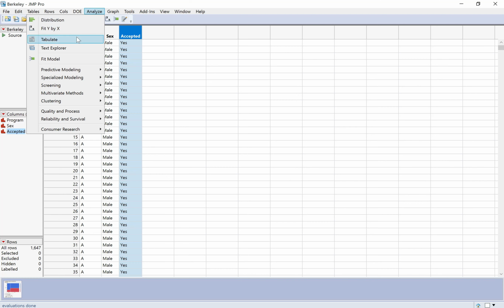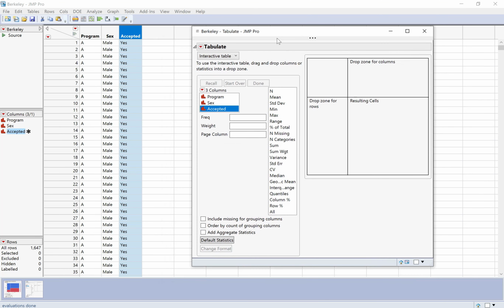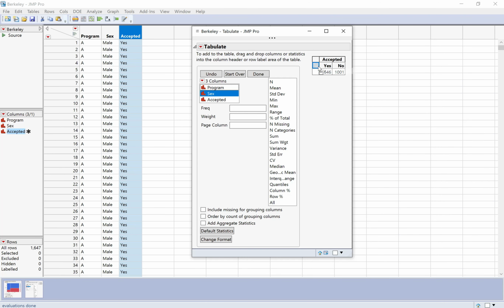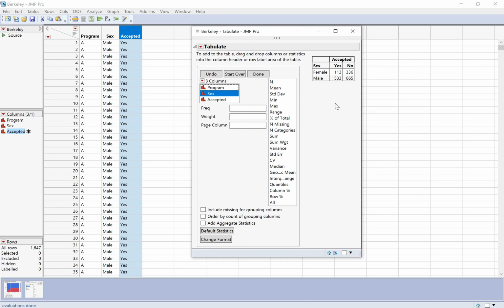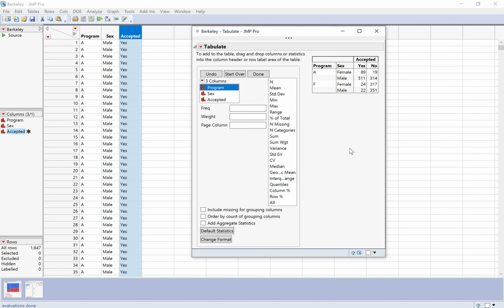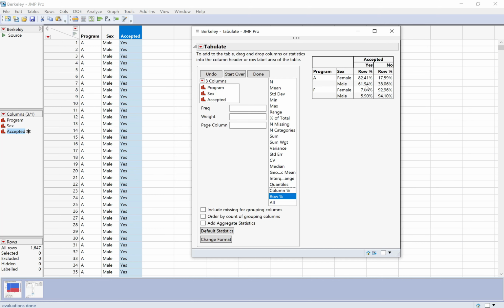So I'm going to do analyze tabulate, and I'm going to start off just by kind of recreating the graph I had with fit y by x. So I'm going to put my response variable accepted up here in the drop zone for columns, and then I've got sex in the rows. So far this looks basically like what I had with fit y by x, but now I want to break it down further by program. So I'm going to take program right here and drag it over on the left side. And now it's sort of like I have two separate two-way tables, right? I've got one for program A and one for program F. And again, I'm going to use the row percentages to calculate the acceptance rate for each combination of program and sex. So I'm taking row percentage here and dragging it up on top of the numbers. And now it's giving me the percentage.